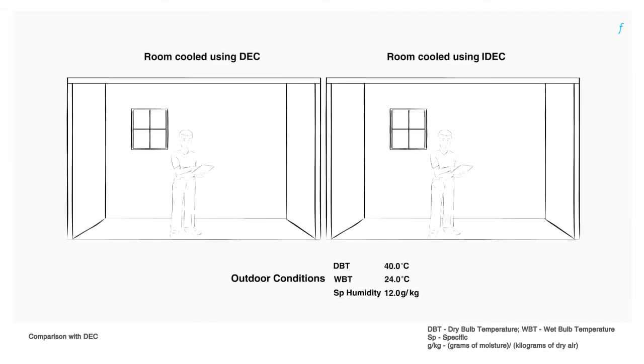Here we consider a room cooled by direct evaporative cooling on one side and a room cooled by indirect evaporative cooling on the other. Compared to direct evaporative coolers, for the same ambient conditions, indirect evaporative coolers can achieve lower temperatures with lower humidity while requiring lesser amount of water and energy, thereby proving to be both energy and cost efficient.